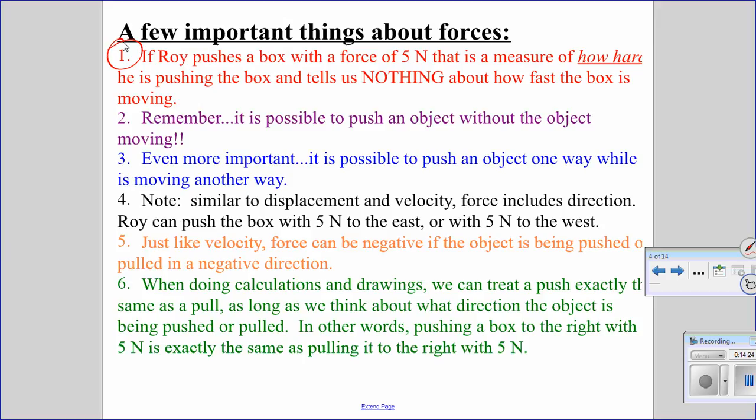Force is just how hard he's pushing the box. All right? I can push this wall with 5 newtons and nothing happens. I can push this desk with 5 newtons and nothing happens. But I can probably push this table with 5 newtons and it'll move. So there are a lot of things that are going to affect what the object is going to do. There are other forces that are going to affect it. There's the mass of the object. All right?